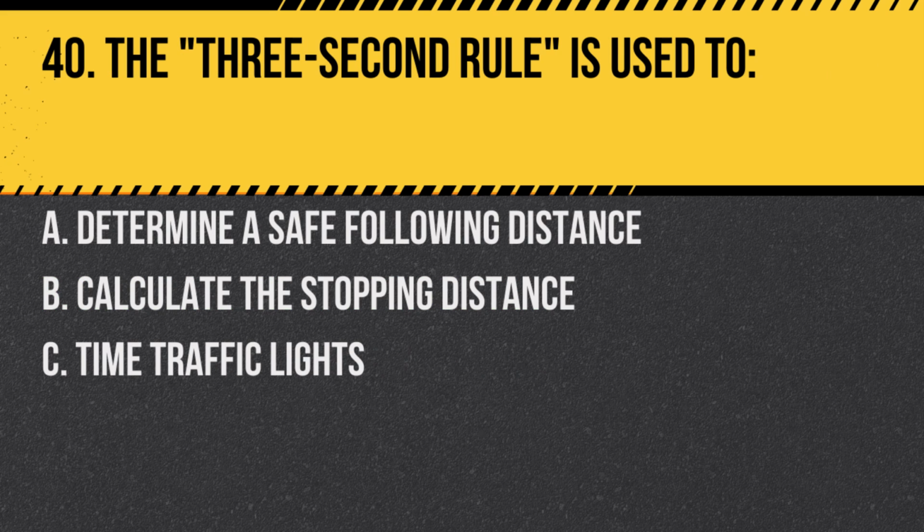Question 40. The 3-second rule is used to: A. Determine a safe following distance. B. Calculate the stopping distance. C. Time traffic lights. Answer: A. Determine a safe following distance. This rule helps ensure you have adequate space to stop in an emergency.